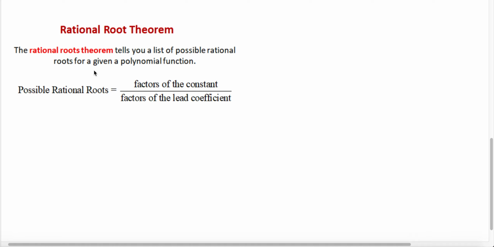If we want to prove this rational root theorem that says, for example, the possible rational roots of a polynomial can be factors of the constant divided by factors of the leading coefficient. So let's try and prove it.